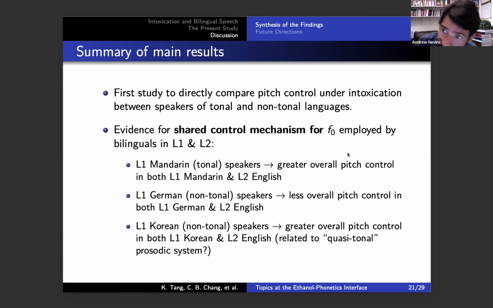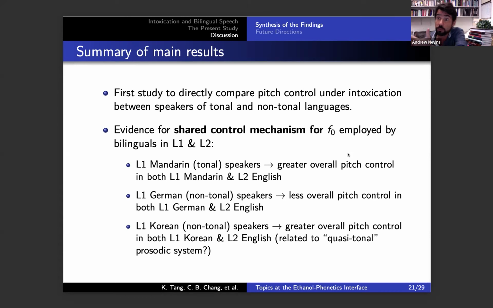So this is the first study that has compared pitch control under intoxication between speakers of tonal languages and non-tonal languages. Okay, and this takes linguistics to do, right? A psychologist who's looking at the effects of alcohol might not think, okay, what are the effects of being a tonal language or not? But what this suggests is that a shared control mechanism is there. So maybe it's not so surprising that if you are a Mandarin speaker, you don't vary your pitch as much under alcohol as English or German speakers.